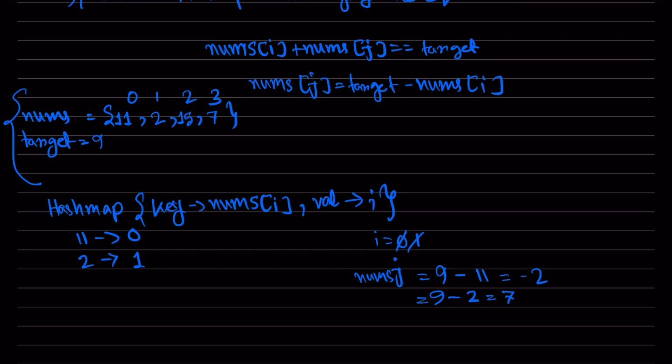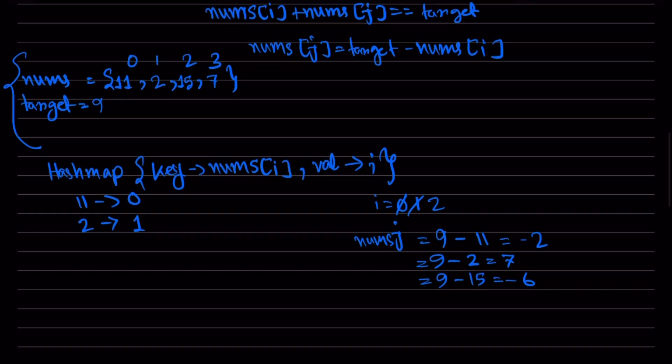Now when i is at index 2, I check again. 9 minus 15 is -6. Does -6 exist within the hash map? It seems like not yet. So I'll go again, put nums[i] as my key, which is 15, and its value would be the index of 15, which is 2.